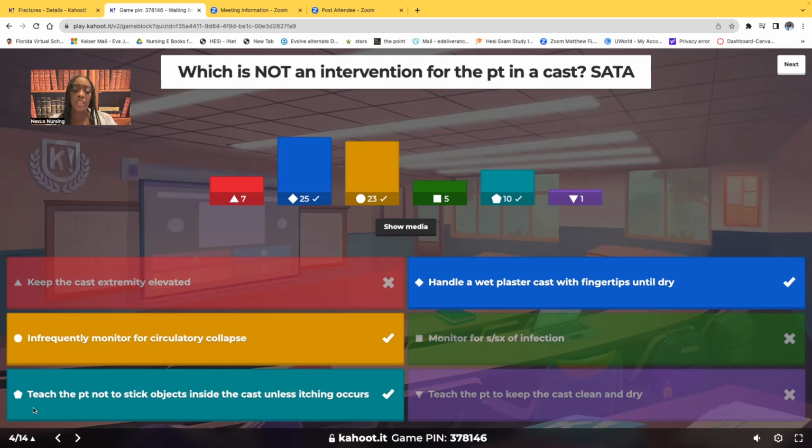And last, you're going to teach the patient to keep the cast clean and dry. We want to decrease the risk of infection, and we want to maintain the patient's skin integrity under the cast.